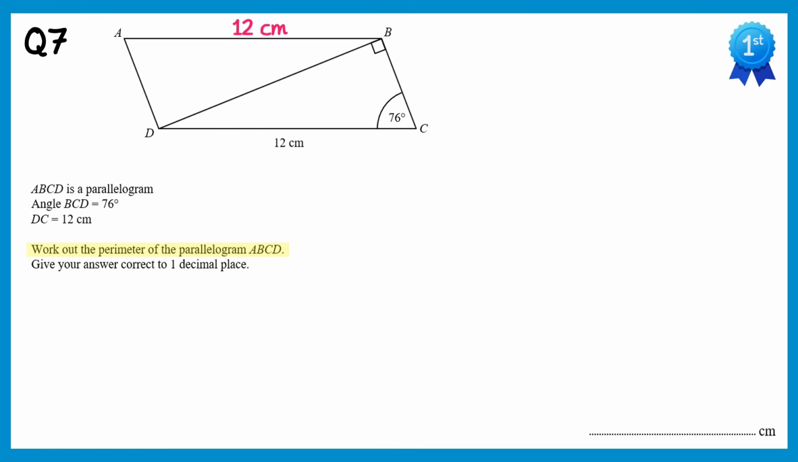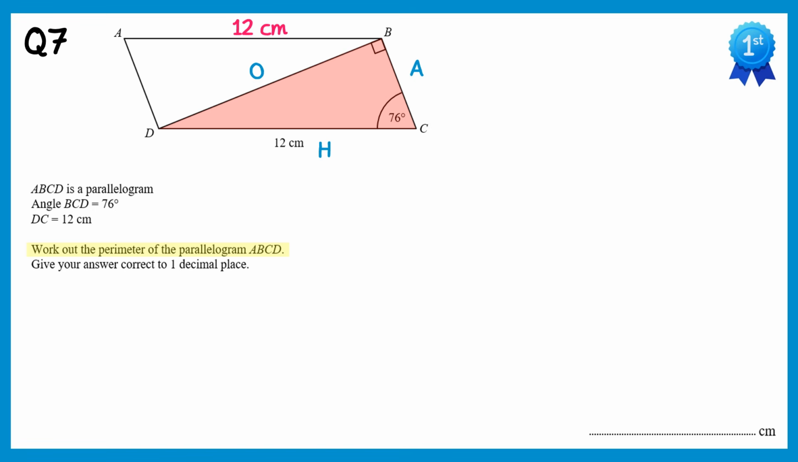Let's focus on this triangle here, DBC. We can see from the right angle in the question that this triangle is a right angled triangle. So let's label the sides. This 12 here will be the hypotenuse. BC on the right hand side will be the adjacent, and DB would be the opposite.